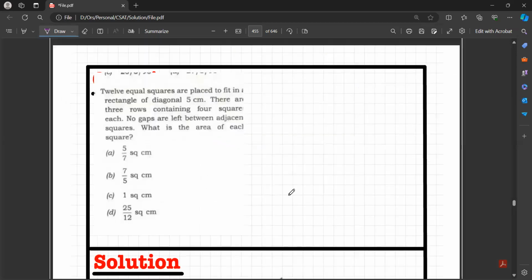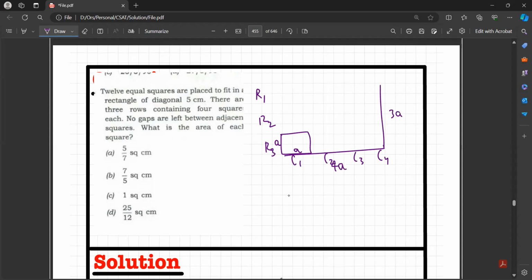12 equal squares are placed to fit in a rectangle of diagonal 5 cm. There are 3 rows containing 4 squares. No gaps are left between adjacent squares. 3 rows. Row 1, row 2, row 3, containing 4 squares. Column 1, column 2, column 3, column 4. If each square is of length A, that means here how much will it be? 4A. This one will be how much? 3A. Diagonal becomes 5. So that means 4a square plus 3a square equals to 25.